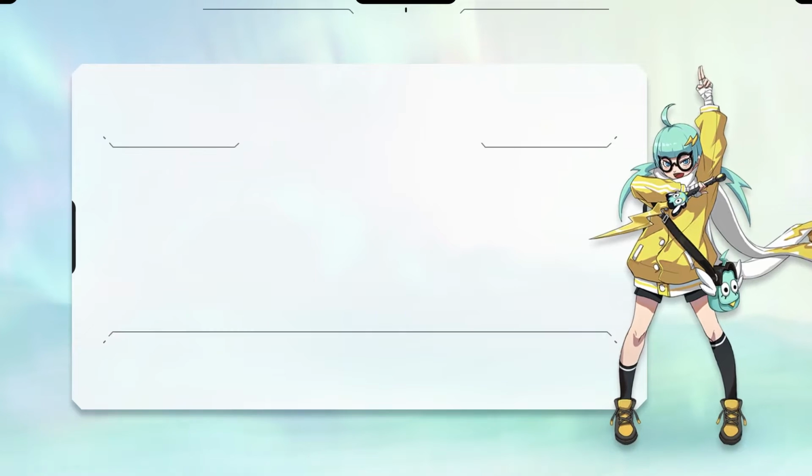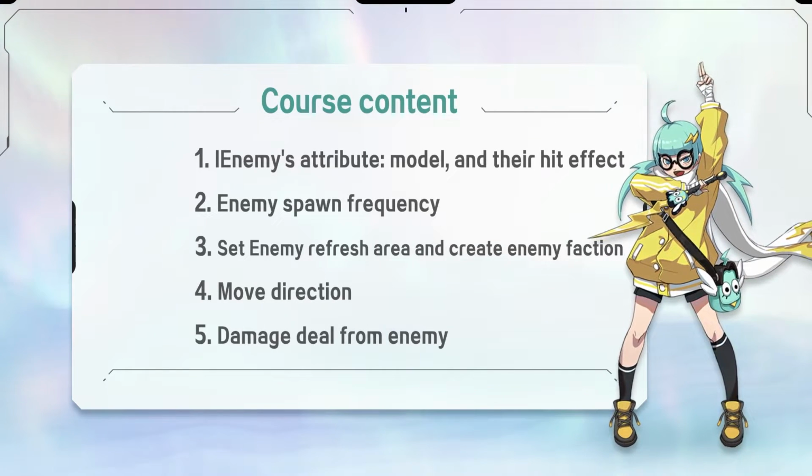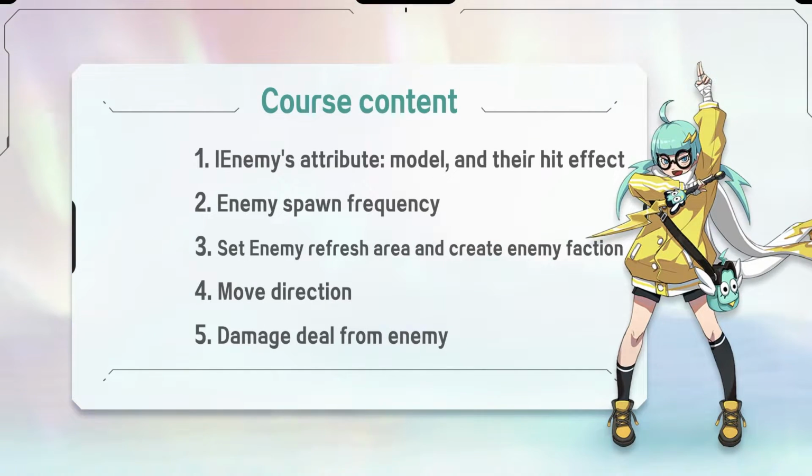We need to complete several relevant operations: enemy's attribute, model, and their hit effect, enemy spawn frequency, set enemy refresh area, and create enemy faction, moving direction, and damage.